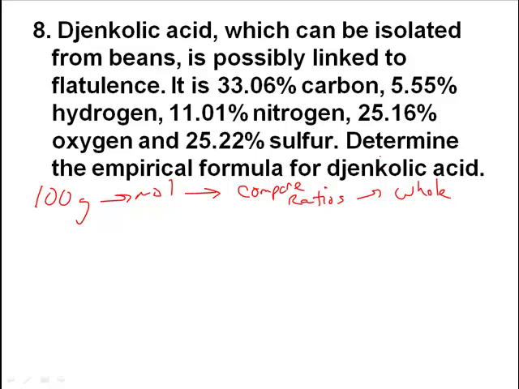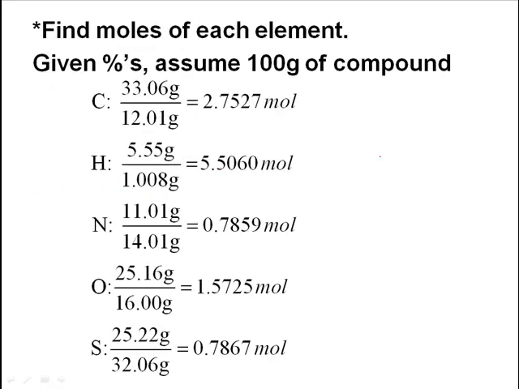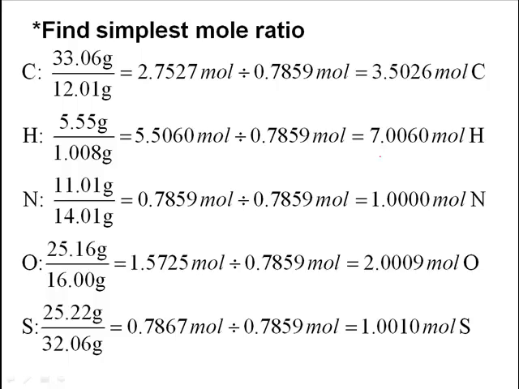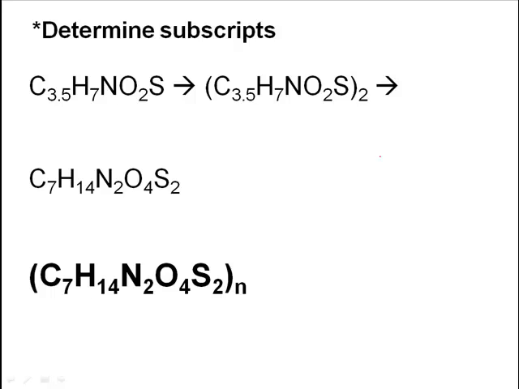We wanted to get the empirical formula for this acid. So we're not given any other information about molecular formula or molar mass. So find the moles of each element, given the percentages, assuming 100 grams. These are our moles we got. The smallest one looks like the nitrogen and the sulfur, which should be the same amounts, which they are in the formula, which is good. Simplest mole ratio, you divide them all by the smallest number. We get 7, 1, 2, and 1. 3.5 has to be doubled, so the whole thing has to be doubled, giving us our formula.